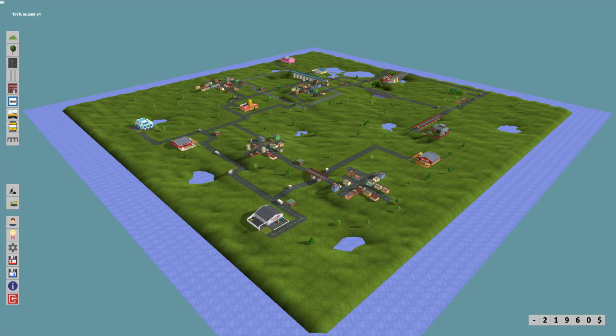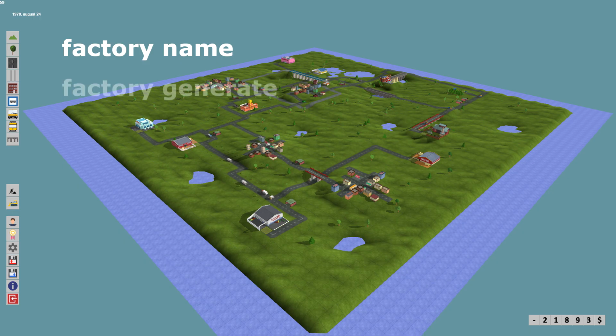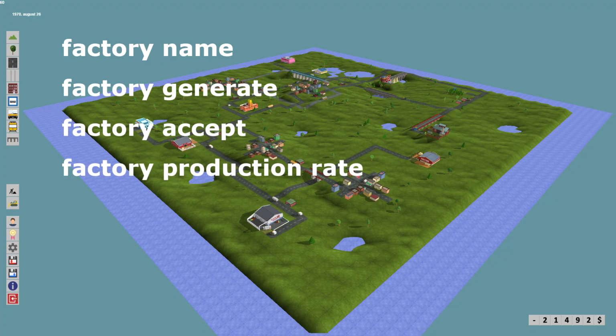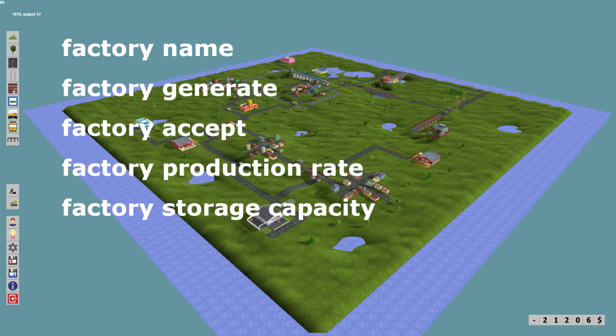Of course there is a factory name. Some factories generate elements, items, some of them even multiple different ones. Some factories need and accept input elements, and some of them can accept multiple different ones. Factories can have a daily production rate, which means a minimum production. The actual production is always slightly higher than this value. Factories can have a maximum storage capacity as well. And of course they have the current production, the current number of ready items.